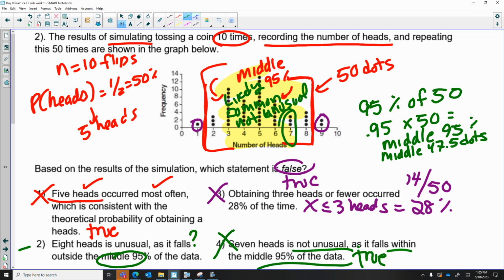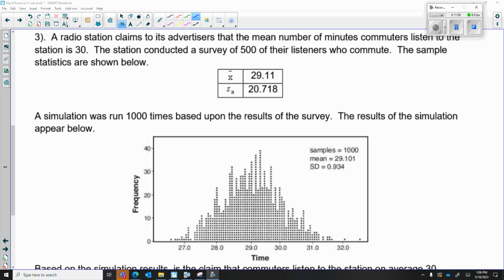So it's got to be choice 2, which says 8 heads is unusual because it falls outside of the middle 95%. 8 heads actually does not fall outside of the middle 95%. It falls within it. So that's why choice 2 is false. Yikes, what a multiple choice question. That one was tricky. Last one, I'm going to do with you.